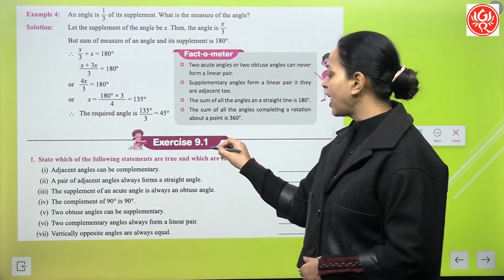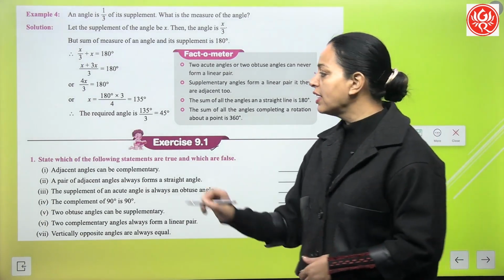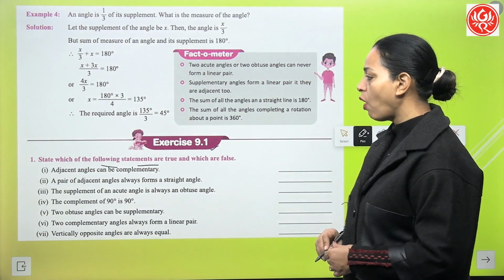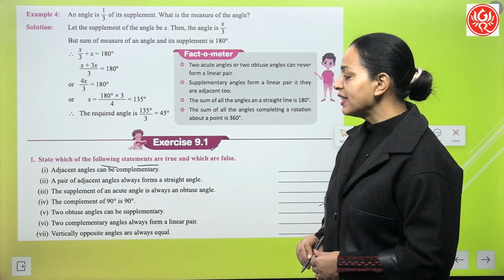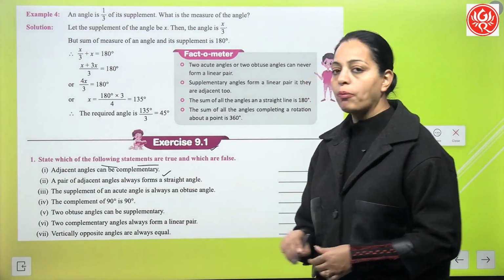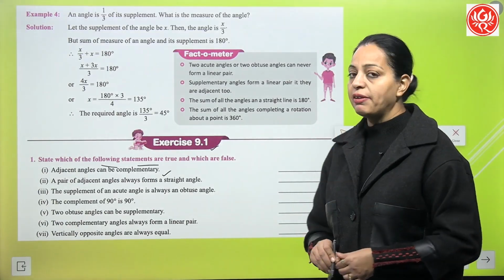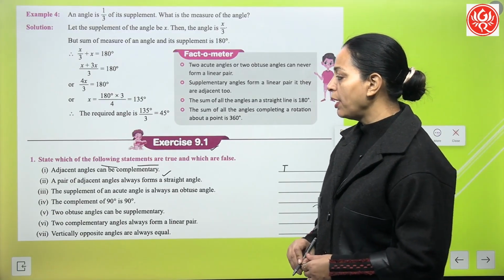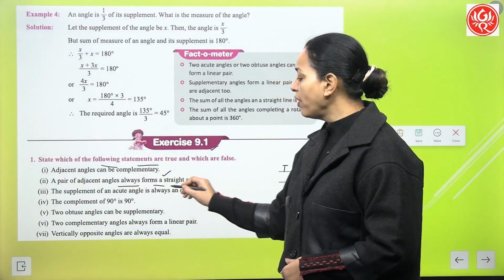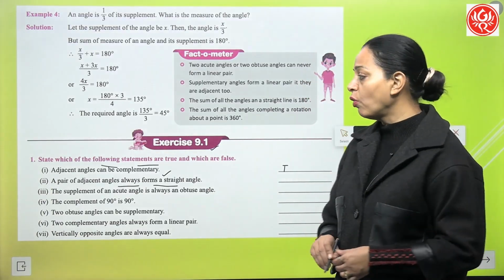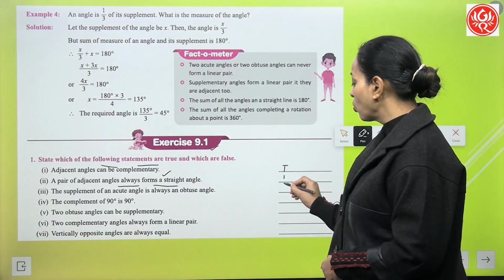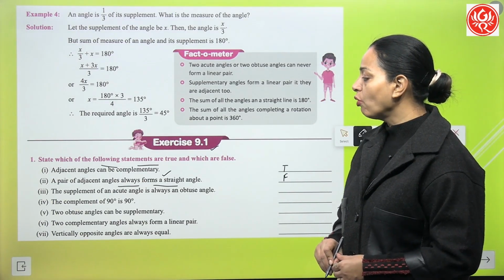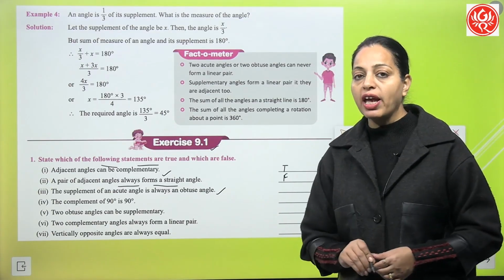Now come to the next, exercise 9.1. The first one, state which of the following statements are true and which are false. The first one, adjacent angles can be complementary. Yes, it can be complementary. So this is true. The second one, a pair of adjacent angles always forms a straight angle. No, this is not true. So false. Okay.